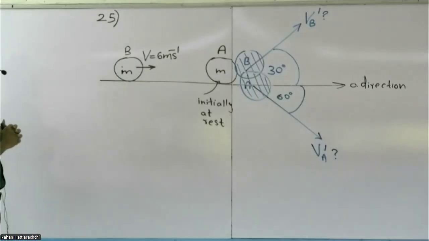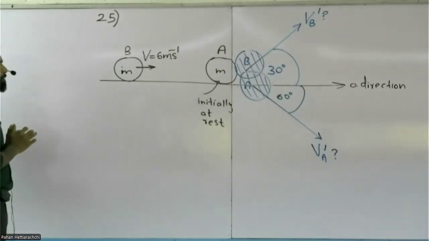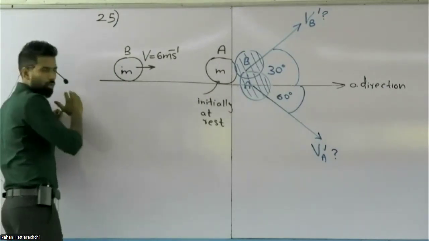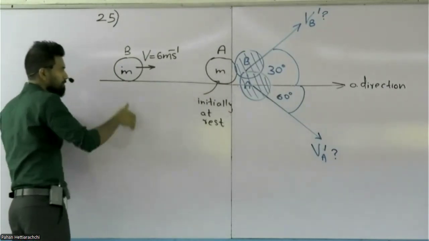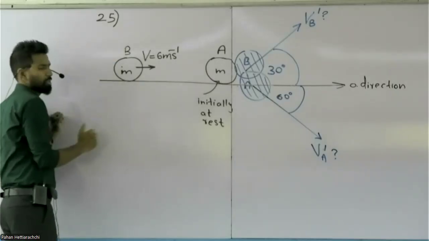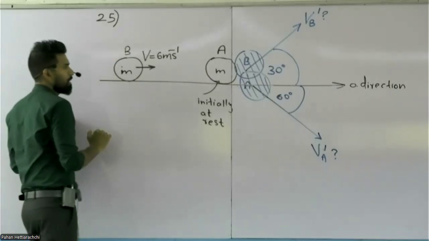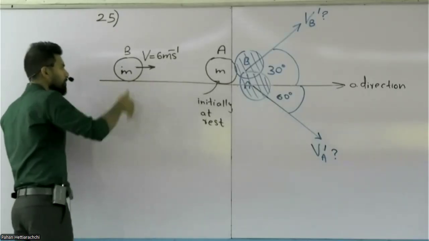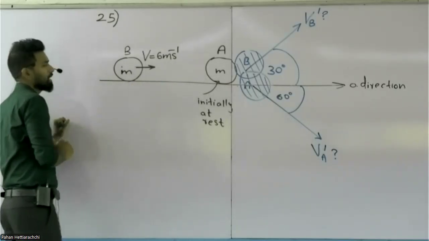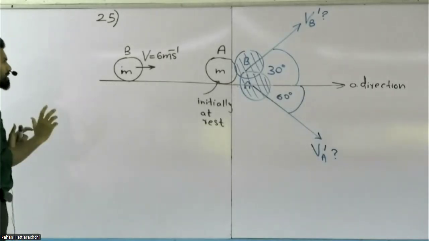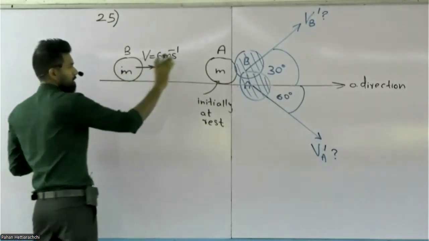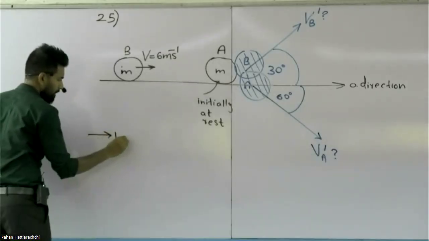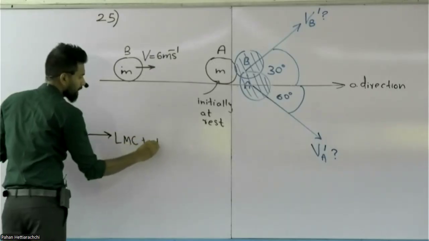This is my plan. I hope to apply linear momentum conservation in the original direction as well as in the direction perpendicular to the original direction. I'm going to apply F equals ma to the original direction and to the perpendicular direction. So my first attempt is to apply linear momentum conservation to the original direction.